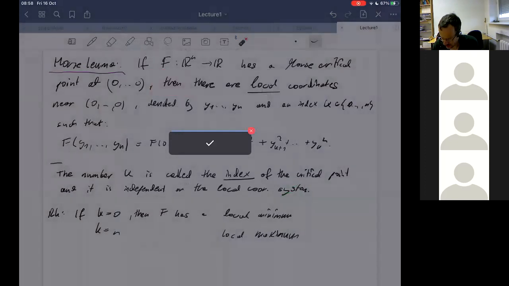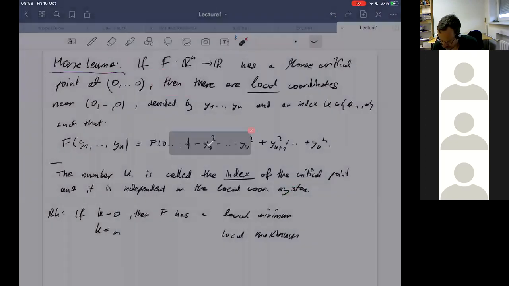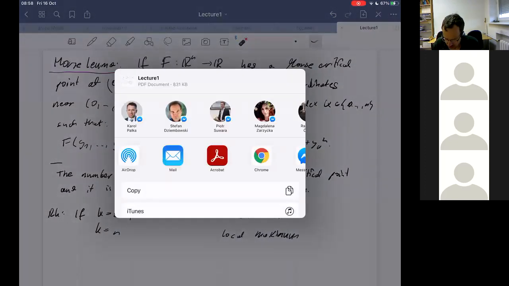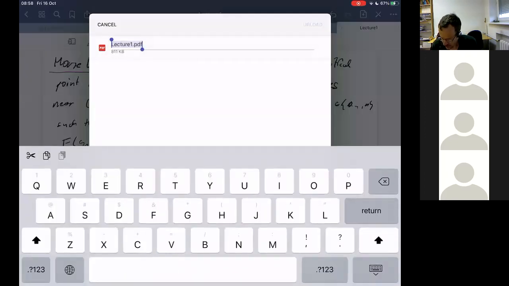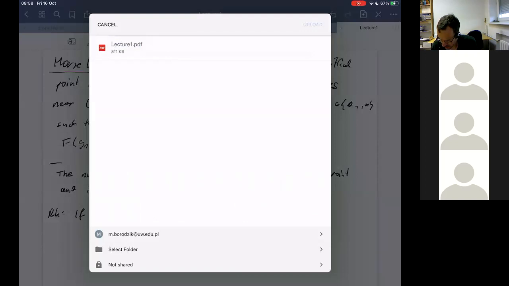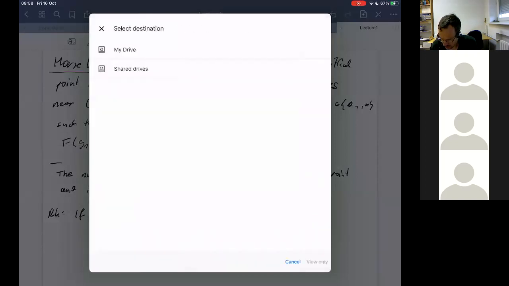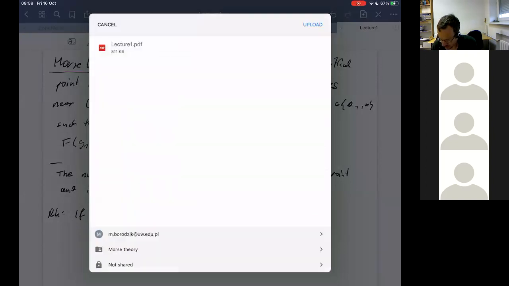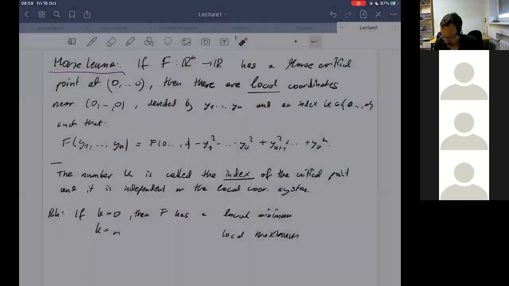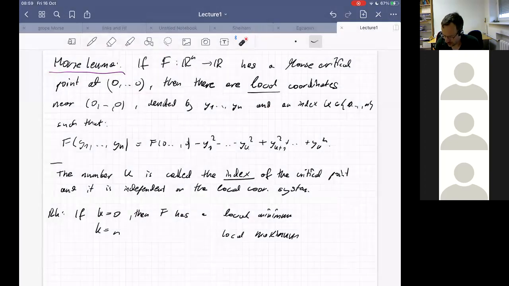Let me just try to export it. Google Drive. Next time I will give you the Dropbox link, because this one is too fast.